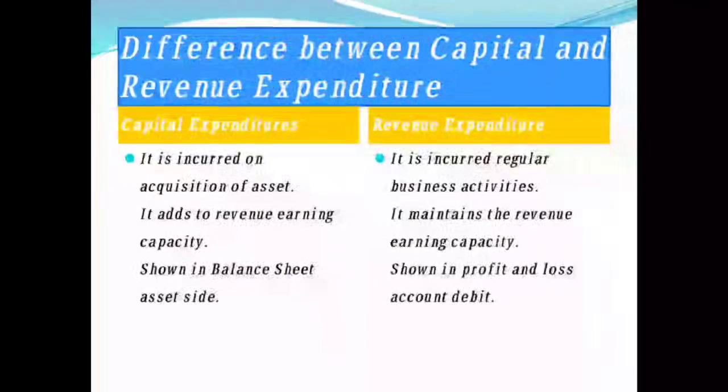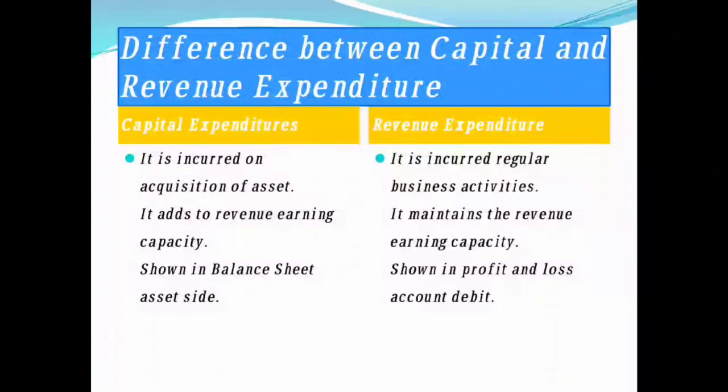Then we have the difference between capital and revenue expenditure. Capital expenditure is incurred on acquisition of an asset, meaning while purchasing the asset you are going to spend that amount. Revenue expenditure is incurred on regular business activities, whatever you spend for regular business activities. Capital expenditure adds to the revenue earning capacity of the business, whatever assets we purchase. But revenue expenditure maintains the revenue earning capacity of the business. Capital expenditures we will show in the balance sheet, asset side, and revenue expenditures we will show in the profit and loss account, debit side.